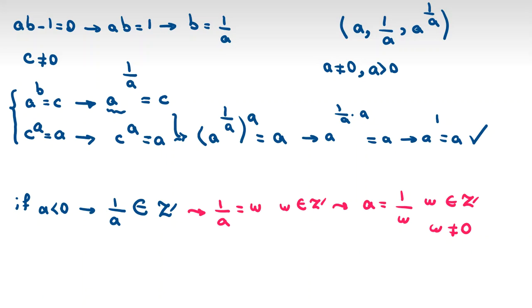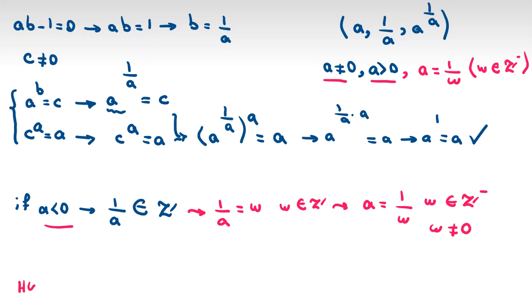So here, if we have this case, a can be 1 over w, and because we said here a is negative, w should be a negative integer, because a is 1 over w, where w is a negative integer. So here we've seen and found the general form for a, b, c. We found three types of answers.